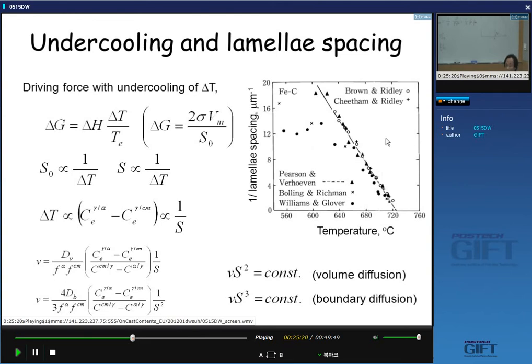Right? So actually, when we compare the interlamellar spacing with the degree of supercooling in the iron carbon binary system, this has quite a good linear relationship with supercooling and the interlamellar spacing. Why is there some deviation as we decrease the temperature?